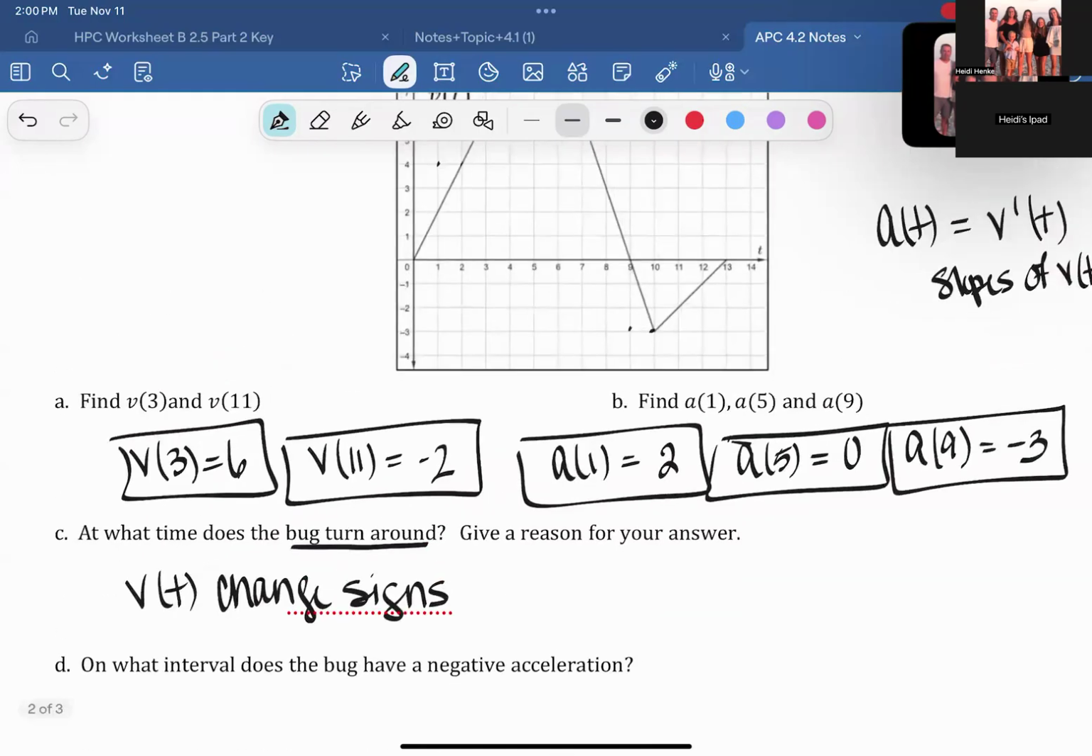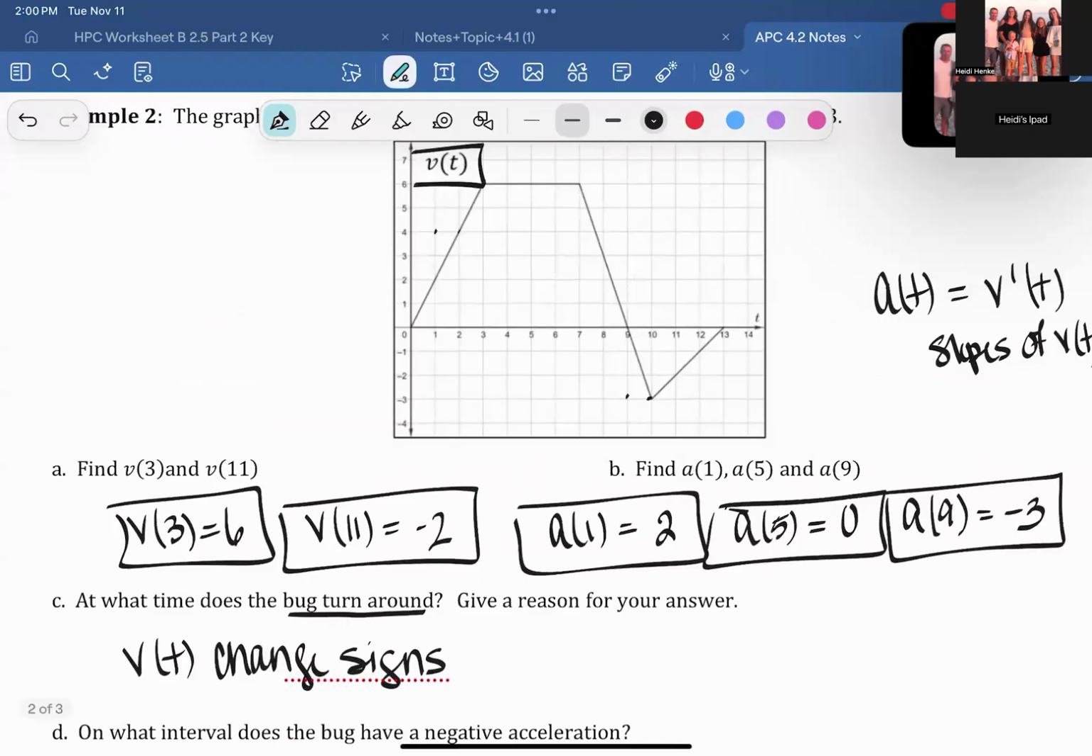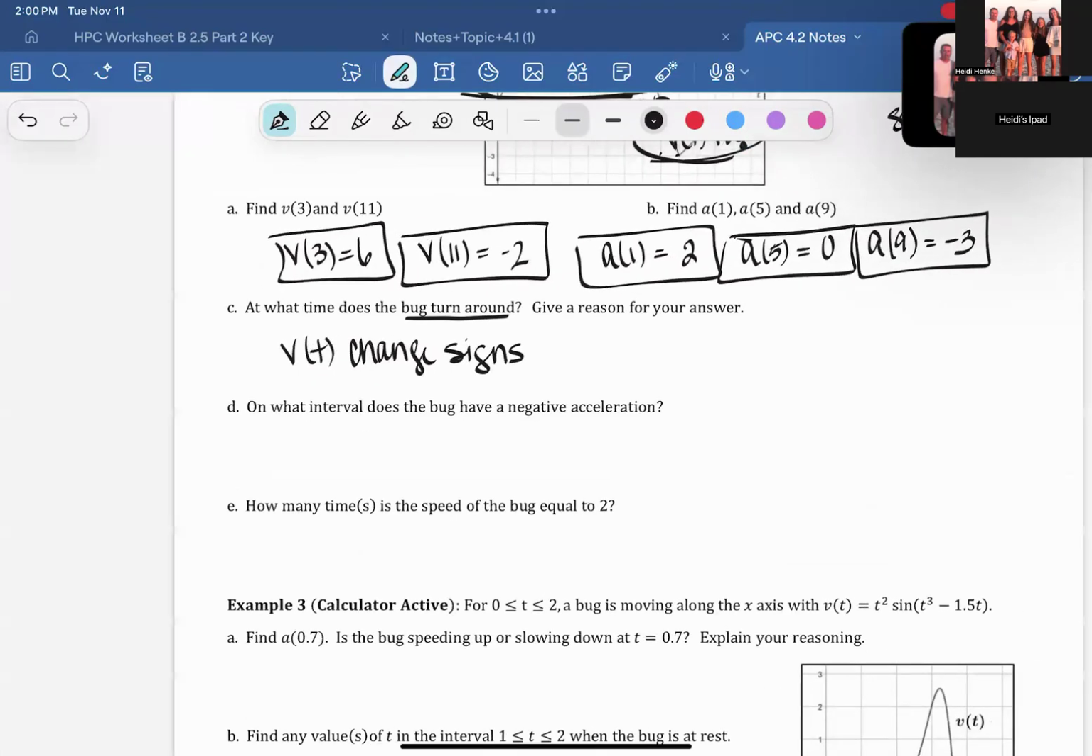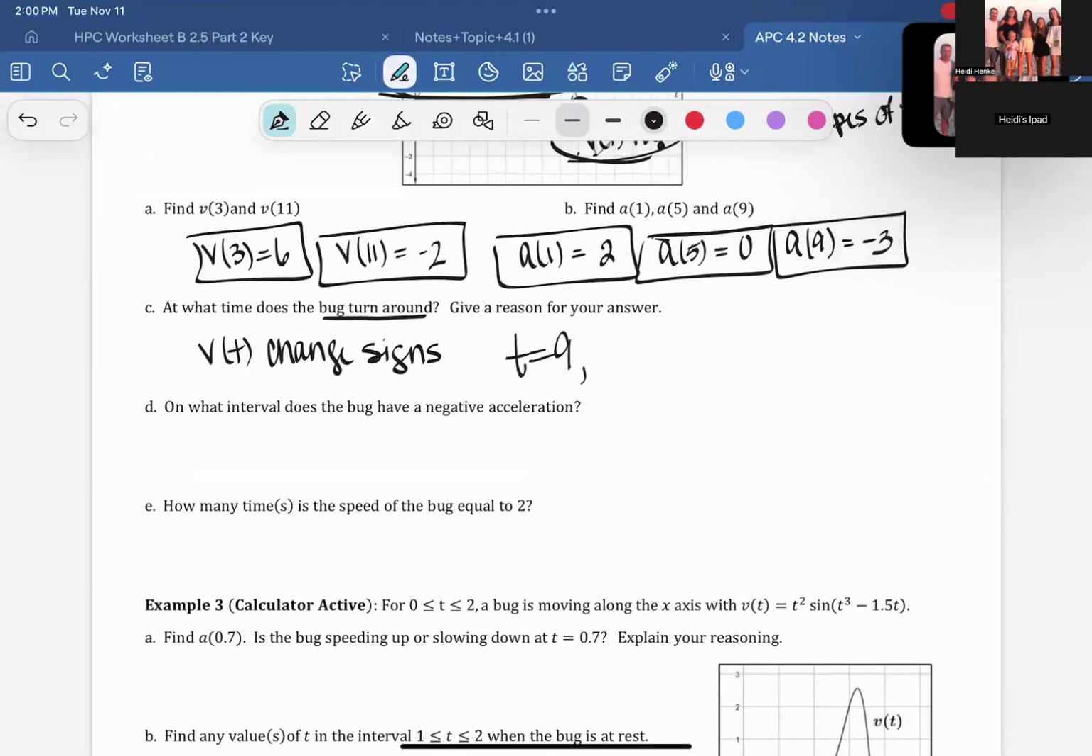So if we're looking at this graph, remember, this is the graph of velocity. That's a big deal that you remember. So where does it change signs? Velocity is positive, all of this. It's negative here. So where does it change from velocity being positive to velocity being negative? Right here at 9. So at t equals 9, give a reason, because velocity changes from positive to negative.